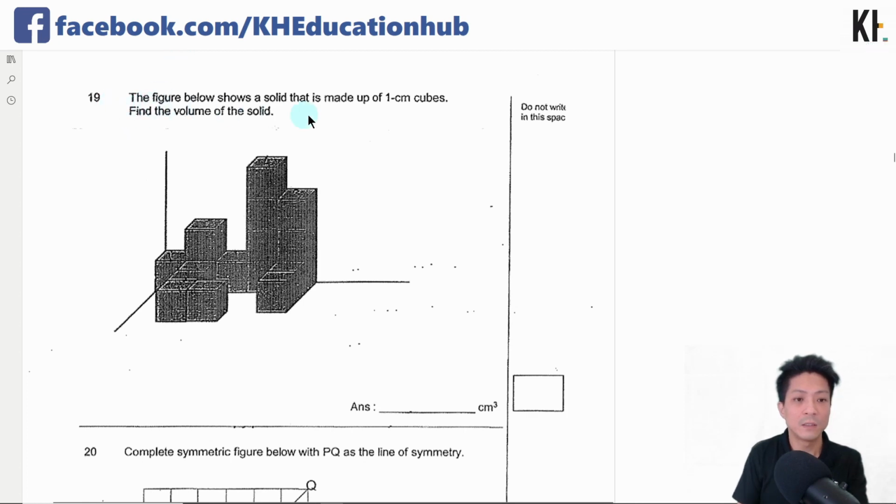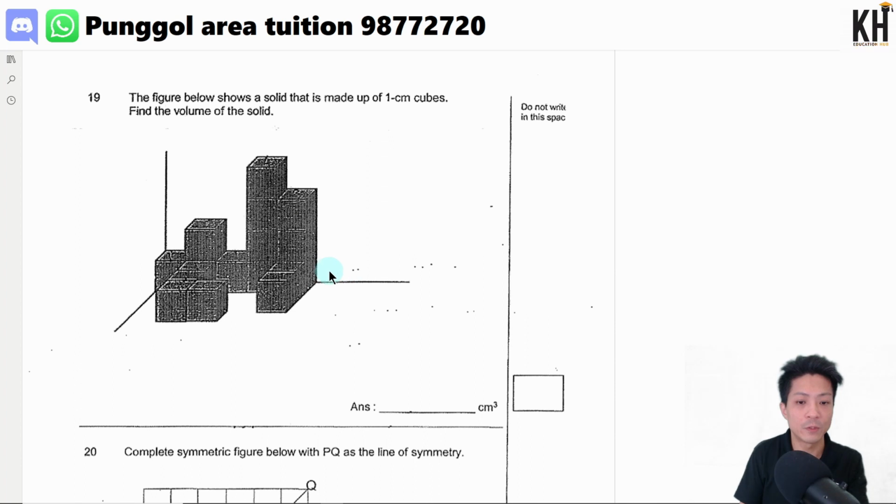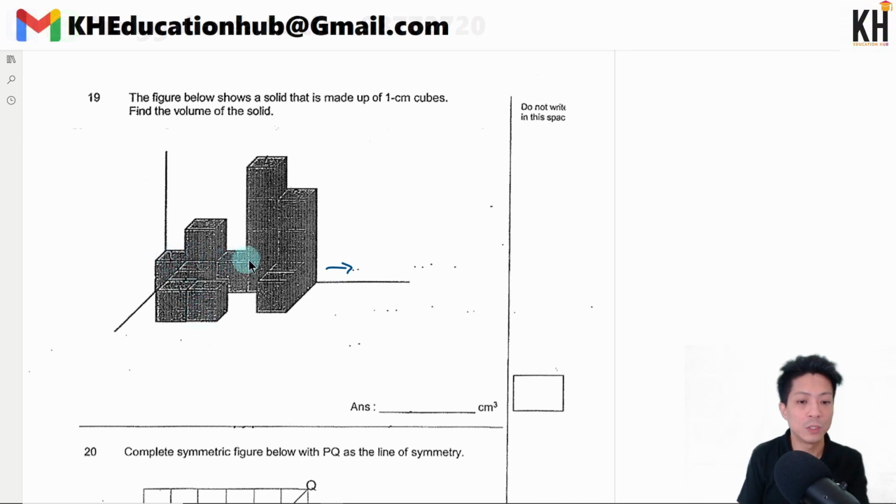Okay, question 19. The figure below shows a solid that is made of 1 cm cubes. Find the volume of the solid. Okay, so basically we need to count the number of cubes. Usually for this kind of question, I prefer to count it by layers. The bottommost layer, that means how many cubes are touching the ground. There's going to be 1, 2, 3, 4, 5, 6, 7, 8, 9, 10, 11. Okay, that's 11.